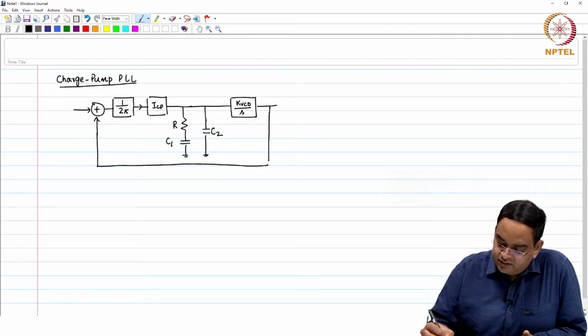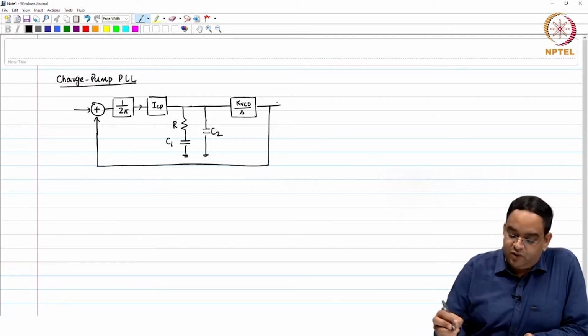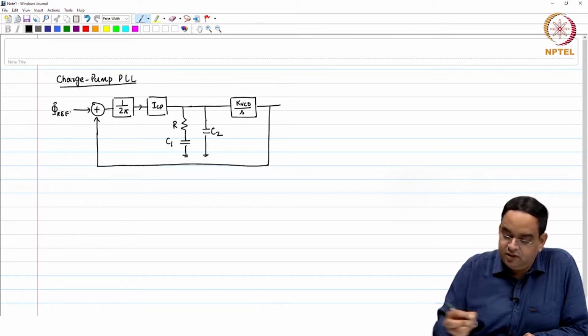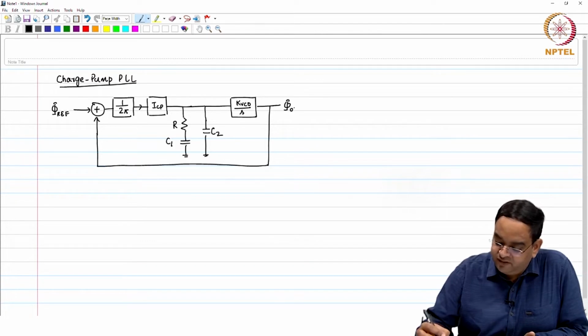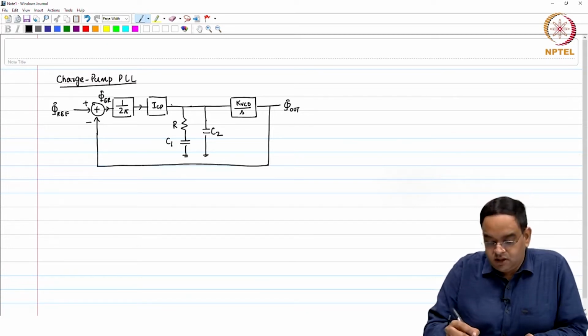This is the small signal block diagram of the PLL, right. Here you have the input or the reference phase. This is your output phase, right. The phase error can be seen here as phi error. The output of the charge pump is ICP and this node voltage is V control.